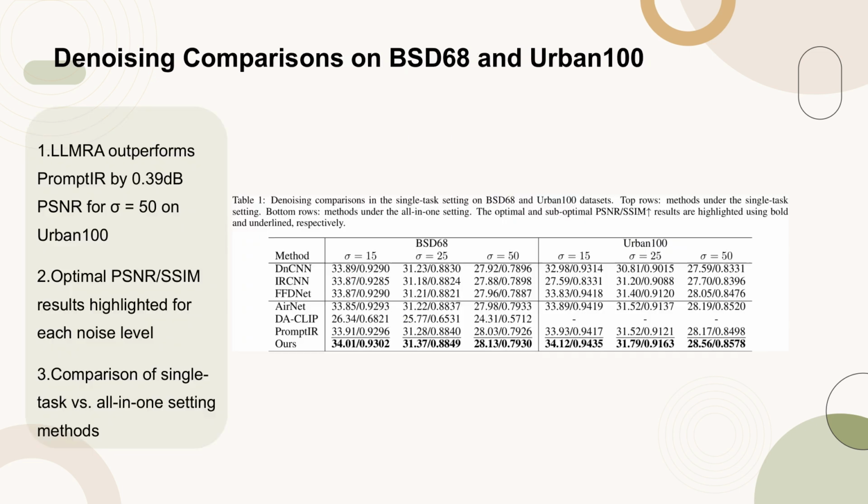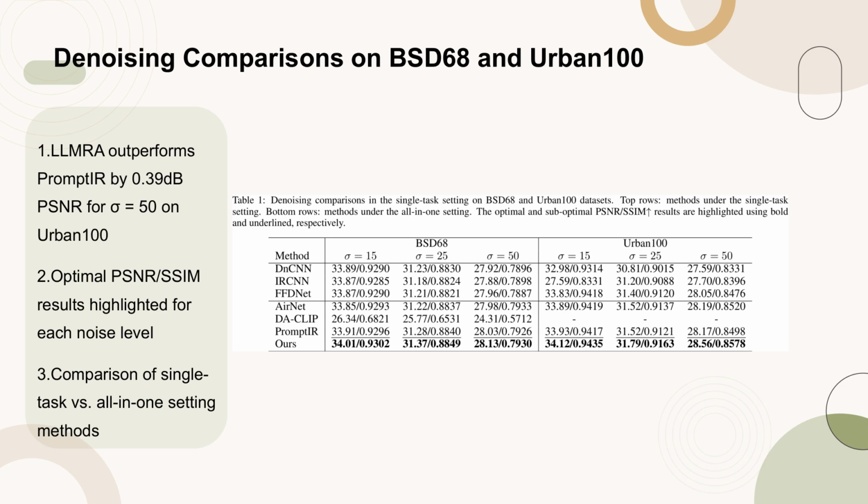Table 1 provides a detailed comparison of denoising methods in both single-task and all-in-one settings across the BSD68 and Urban100 datasets. The table highlights the performance of various methods, including DnCNN, IRCNN, FFDNet, AirNet, DA-CLIP, and PromptIR, under different noise levels, sigma equals 15, 25, 50.